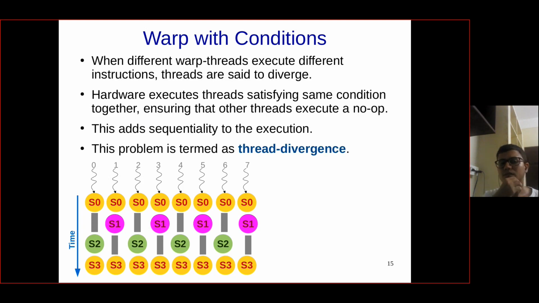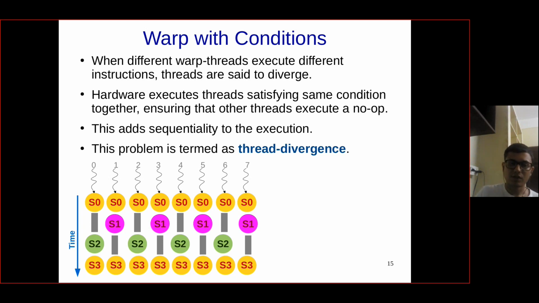So moving on. Whenever different warp threads want to execute different instructions, they are said to have diverged. And in order to take care of this, what the hardware does is it executes the threads which are satisfying that condition. For the rest of the threads which are not satisfying that condition, it will add no op instructions. It will start executing the statements after that condition for the threads that satisfy the condition, and the rest will execute nops.